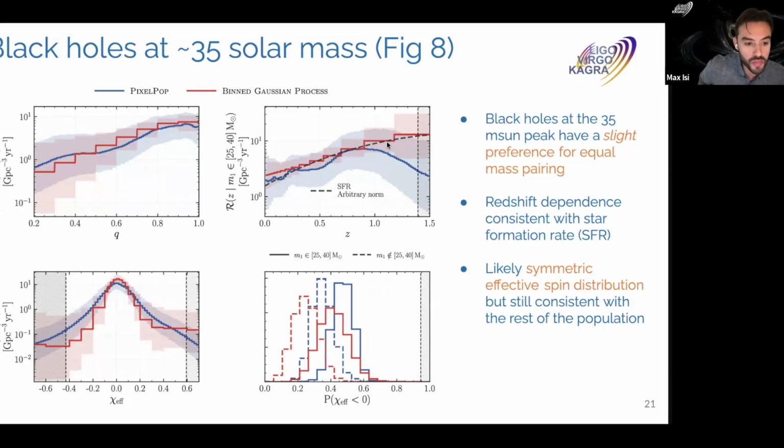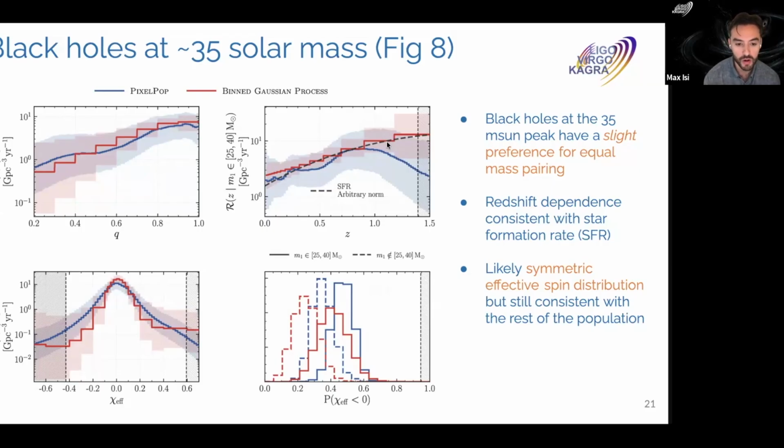A difference here with the 10 solar mass peak is that there isn't necessarily a clear preference for a shift towards positive chi-effectives. So these curves are consistent with being centered at around 0 and having equal numbers of systems with negative as positive chi-effective.